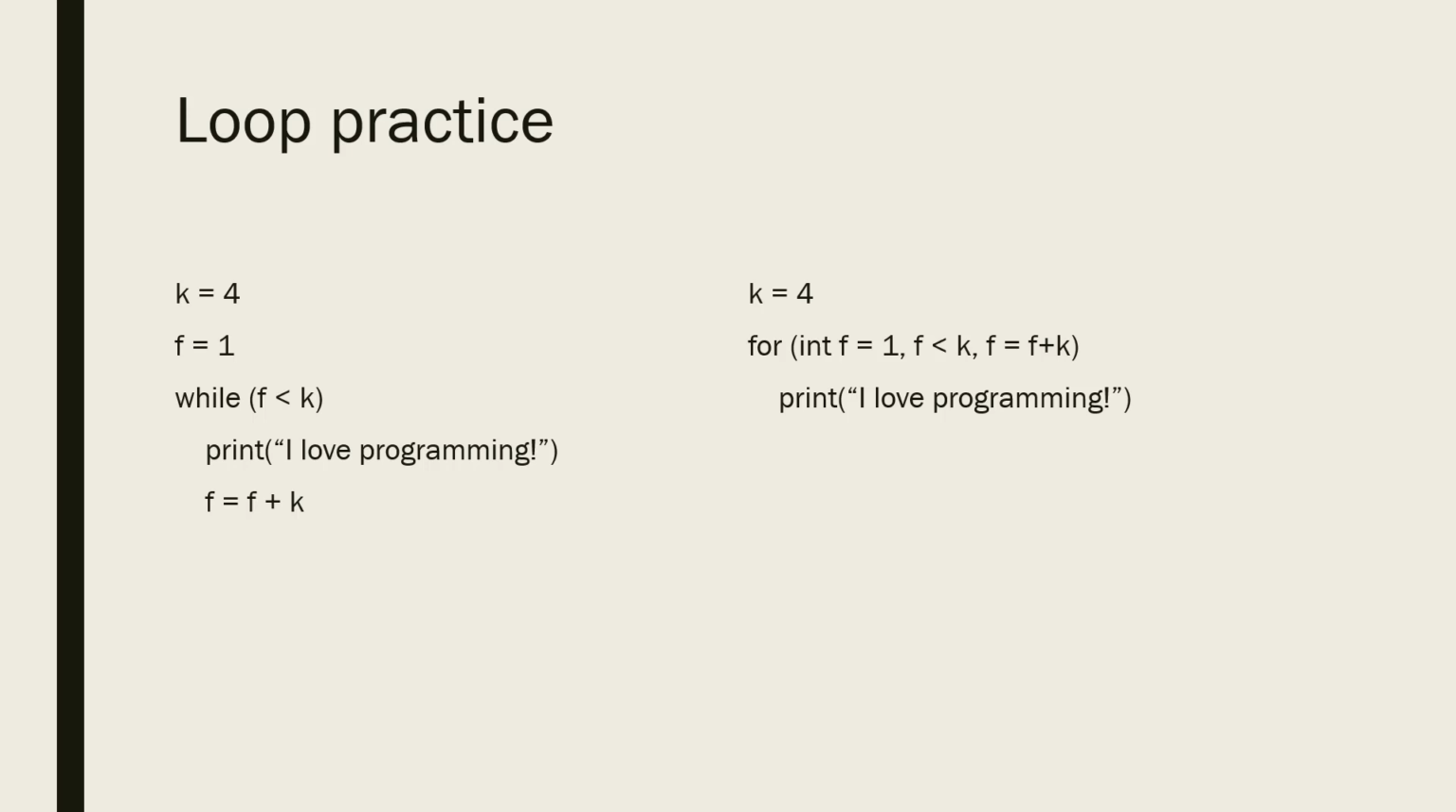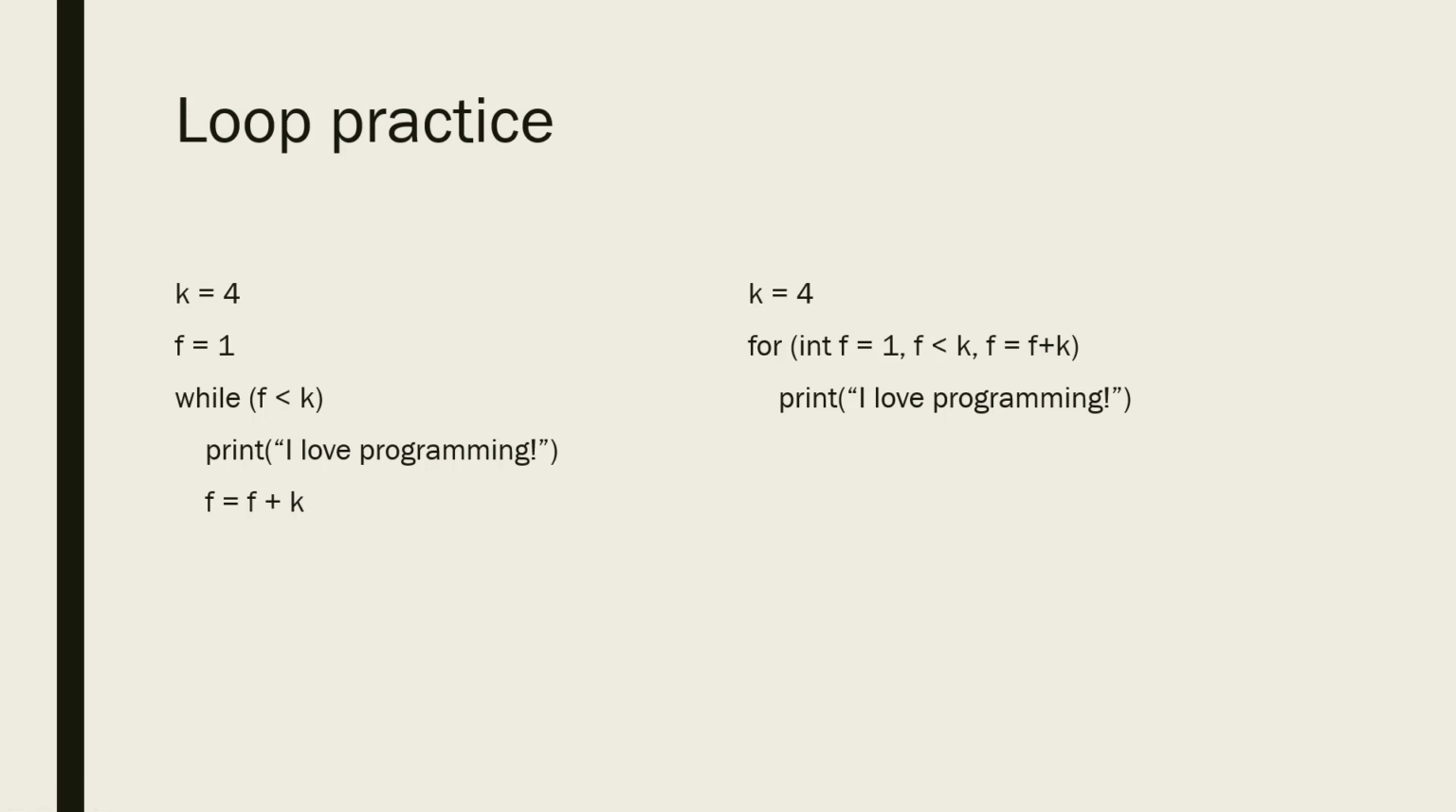But interestingly enough, the way that the for loop works is first we initialize k to the value of 4. Then we look at the for loop and we say int f equal 1. This is initializing your f equal to 1, putting that value in there. Then we check to see if f is less than k, and it is. 1 is less than 4. It's true. So we actually jump down outside of these parentheses, and then we print I love programming, and then we jump right back up here, and then we do f equal f plus k. So the for loop jumps around just a little bit more.